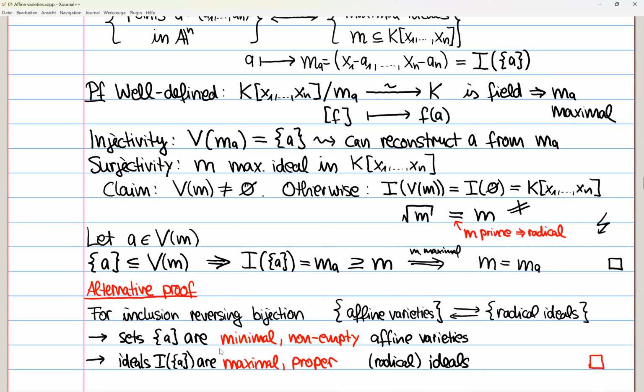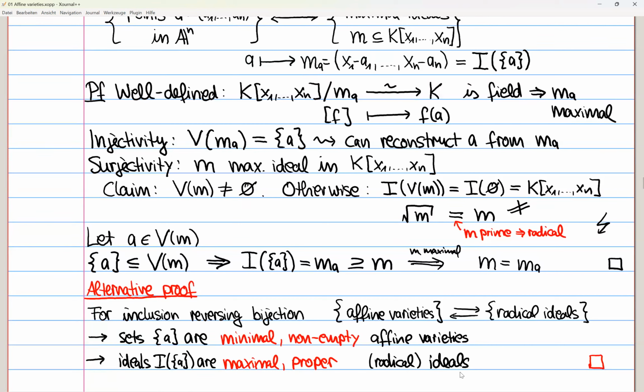Because on this side here, the sets with a single element are the minimal non-empty affine varieties, which means whenever you give me any affine variety, of course, I can just take a point in there, and then the point is the smaller, possibly smaller affine variety. And so these are minimal with respect to inclusion, such that you're still non-empty. This is on this side, and then the inclusion reversing correspondence says that their ideals on this side must be the maximal and proper radical ideals.